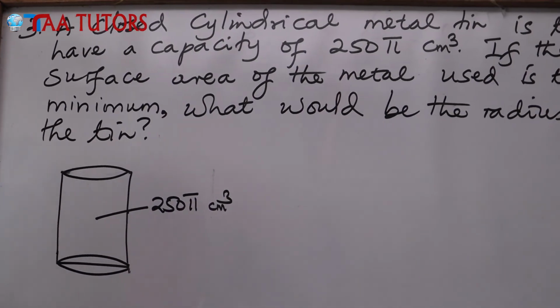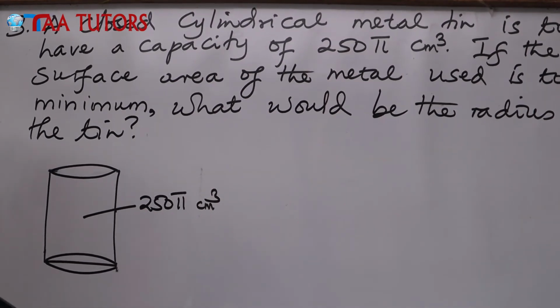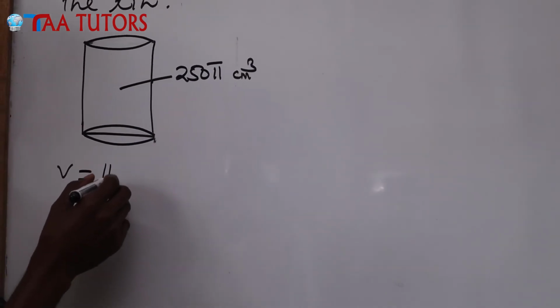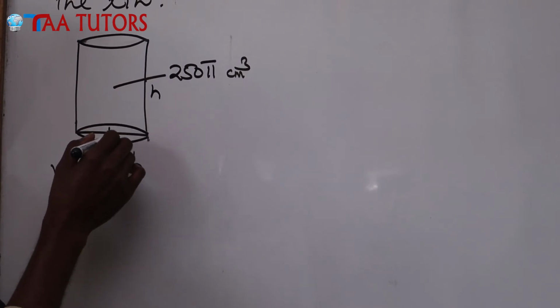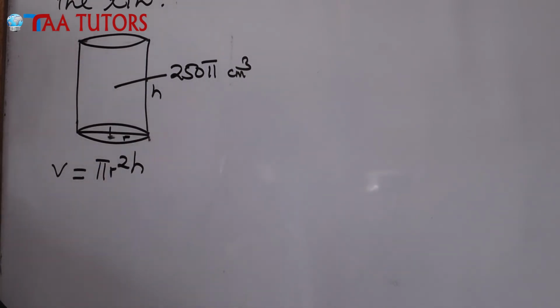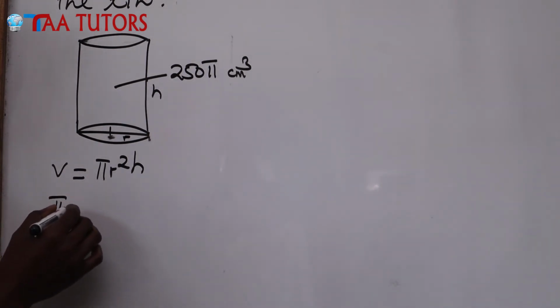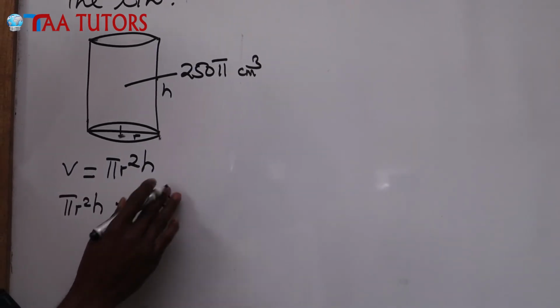That's what the volume should be. So we want the surface area of the material we use to be the very minimum, the least, to give us this volume. Then what is the radius of this tin that we should cut? So the first thing we need to do is ask what's the formula for volume? The formula for volume of a cylinder is pi r squared times height. This is our height here, this is our radius here. So if this is the volume, I can say therefore pi r squared h equals the volume, which is 250 pi.